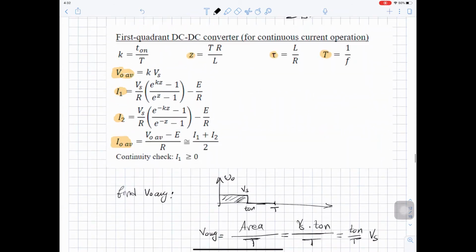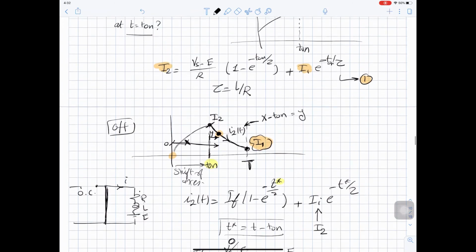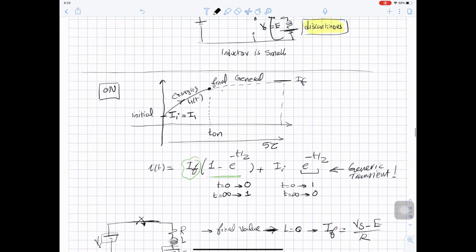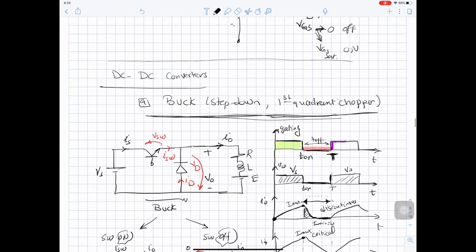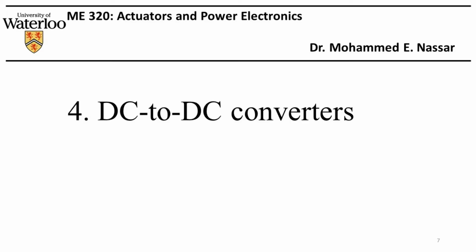So today we studied the first quadrant chopper, or the first quadrant DC to DC converter, or the buck converter. Next lecture we will study the boost converter, then how we can add the buck and boost so we can have two quadrants, and then how we can do speed control using these, and this will be the last part of the course. Thanks.